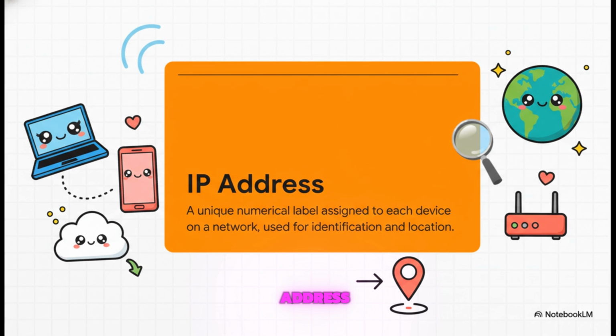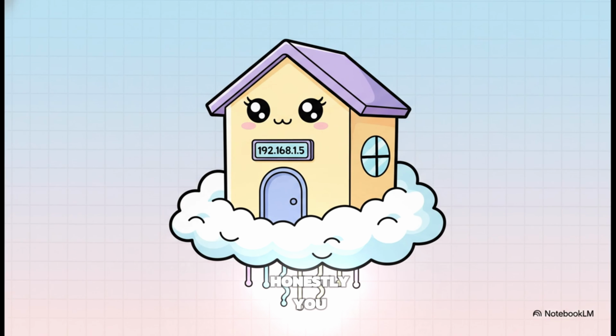Okay, so what is this magic officially? Well, an IP address is a unique numerical label that has a two-part job. First, it's the ID for your specific device. And second, it's the location, so data knows exactly where to find it on the network. But honestly, you can just forget all that technical stuff for a minute. The absolute easiest way to think about an IP address is simply this. It's your device's home address in the huge digital world of the internet.